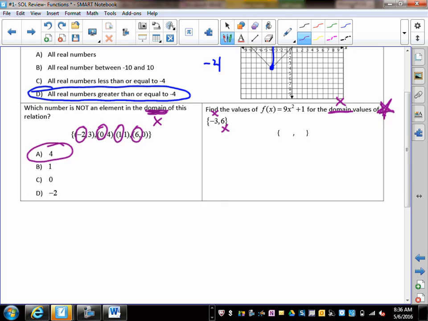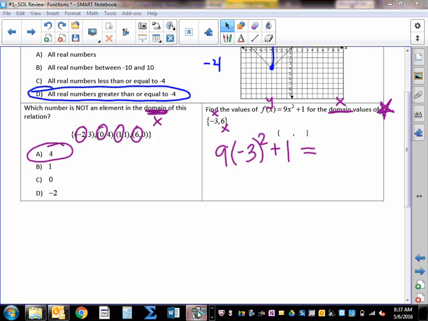So if they give me that x is in my domain, how am I going to find my range value for it? How am I going to find the y value for it? Put it in. Yeah. F of x is the same thing as y, so all I have to do is take negative 3 and put this in for x. All right, so I want you to punch this in your calculator. I want everyone in their calculator. You should be using your calculator to check just about every single problem on that SOL.